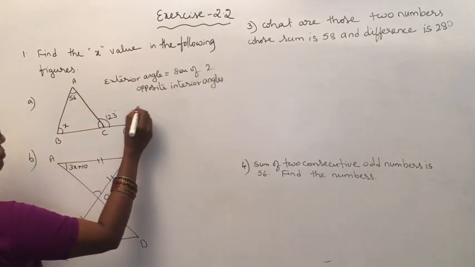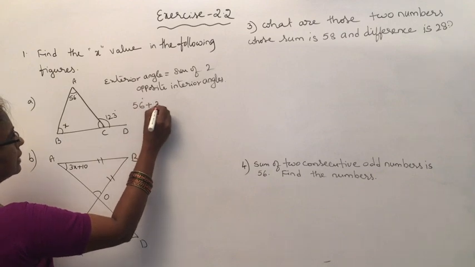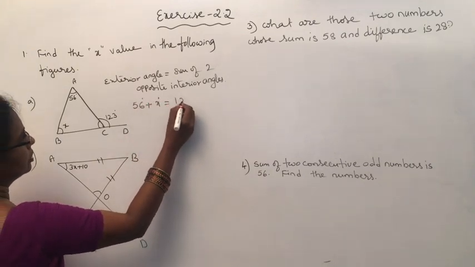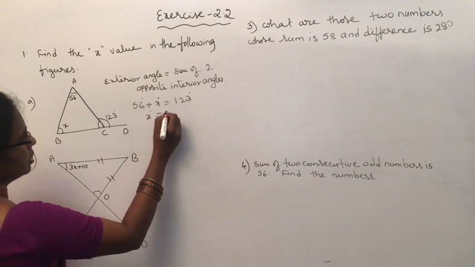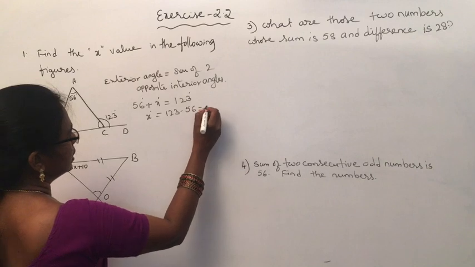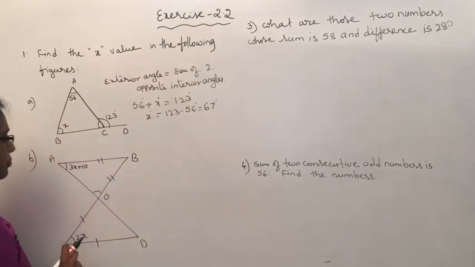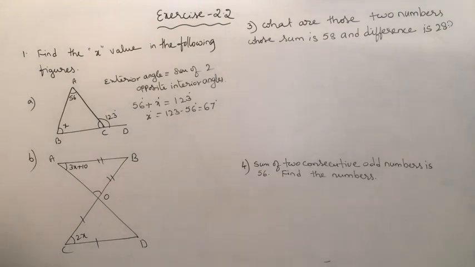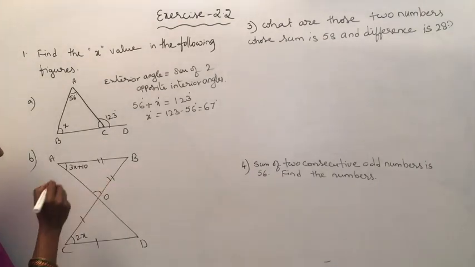That means 56 degree plus x degree is equal to 123. Transpose 56, x is equal to 123 minus 56, is equal to 67 degree. Next, now these are two triangles that intersect at O.